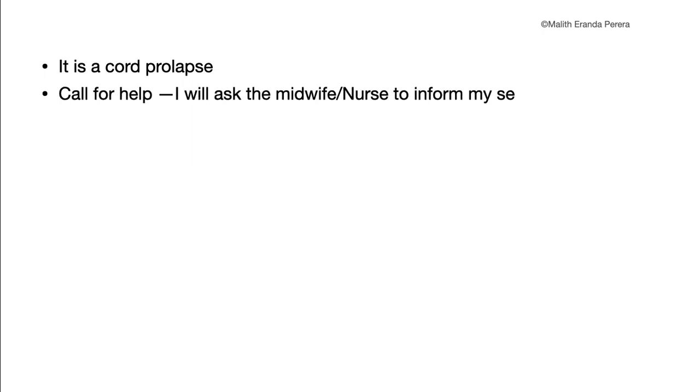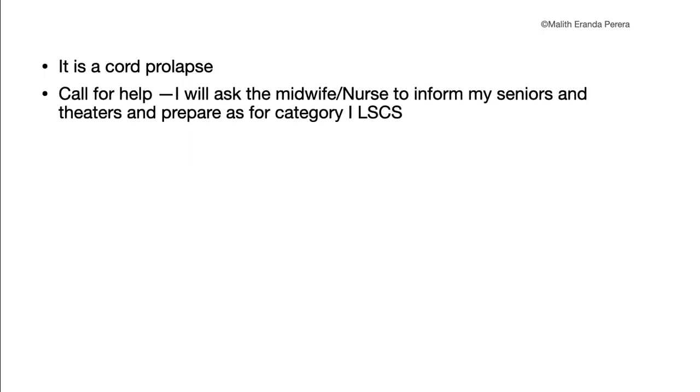The first step in managing a cord prolapse is calling for help. In this situation, as you are doing the vaginal examination, you have to tell that you will ask the midwife or nurse to inform your seniors and the theatres and prepare for a category 1 cesarean section, as in cord prolapse, the delivery of the baby should be done as soon as possible.